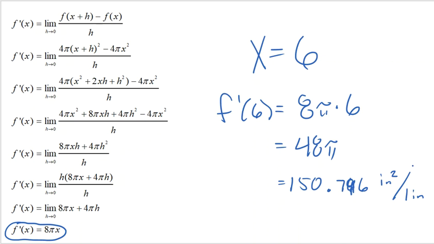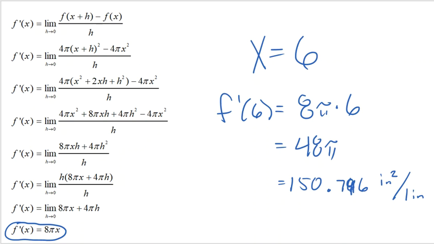So if you think about a sphere, every time it gets bigger, even by a smidgen, its surface area is getting bigger. And at the moment when it has a 6-inch radius, the instantaneous rate of change at that moment is 150.796, or again, about 48 pi. So again, these problems are actually super fast once you have the derivative. But listen, finding that derivative definitely takes time.